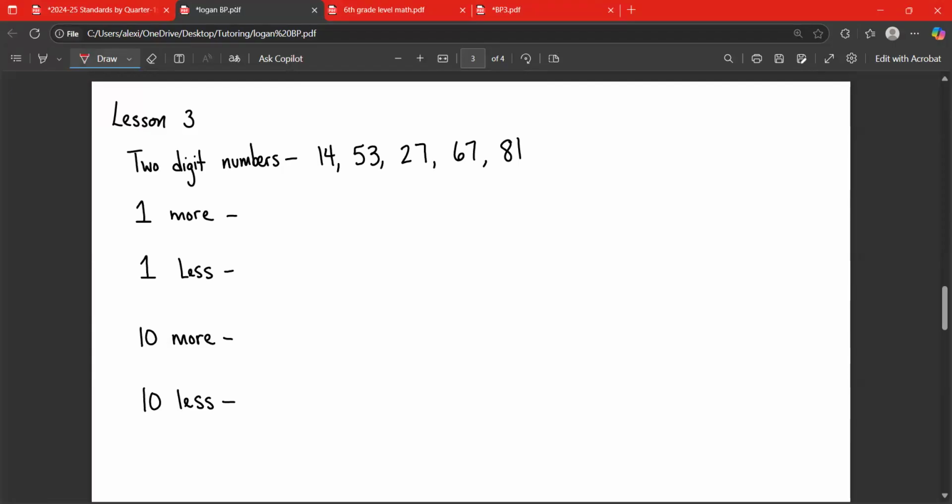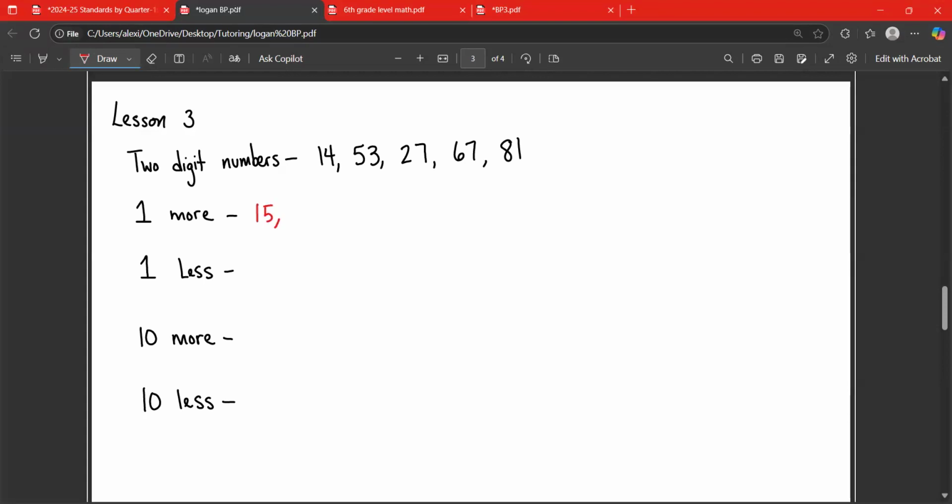Well, what is one more than 14? That's one number after you count 14. So when you're counting 14 and you go 1, 2, 3, 4, 5, 6, 7, 8, 9, 10, 11, 12, 13, 14, one more is the number after 14, which should be 15.